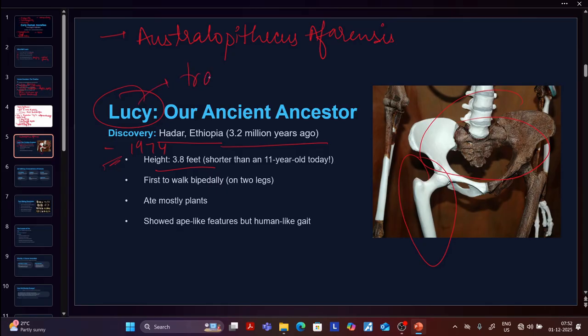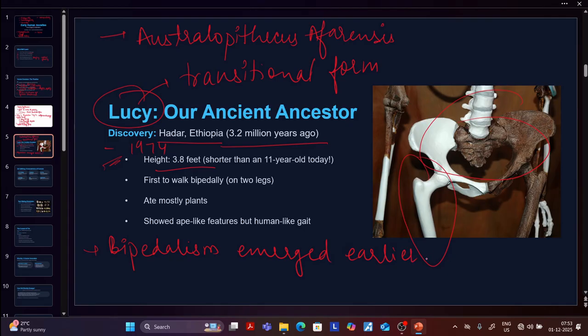Lucy was a transitional form. And that's exactly what makes her so important. She shows us that bipedalism emerged earlier than tool making, fire, before language. The first step toward humanity was learning to walk upright.